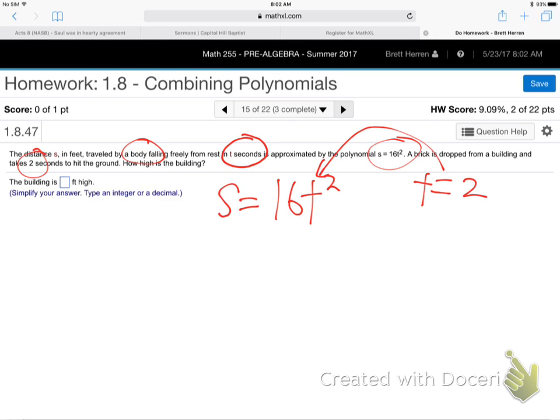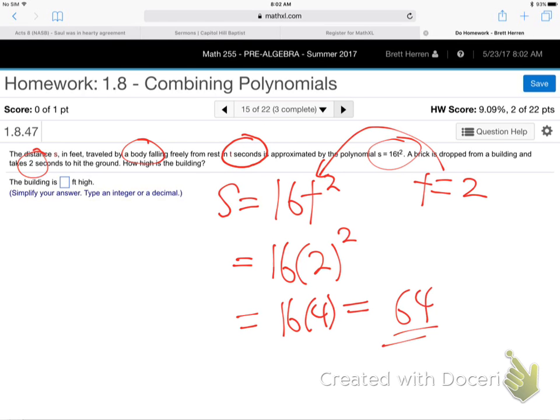So can you work that out? Go ahead and put the parentheses around the 2 and just work out the right side, just like the other problems we did. Just like that, right? Makes sense. That's what? Do the power first for 64? So that building must have been 64 feet high.